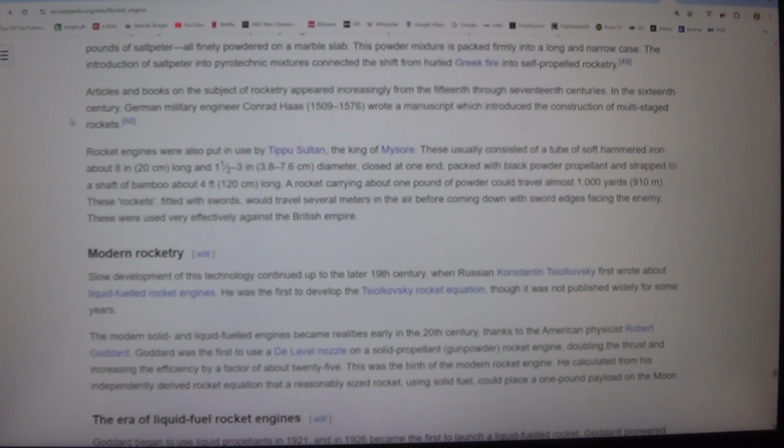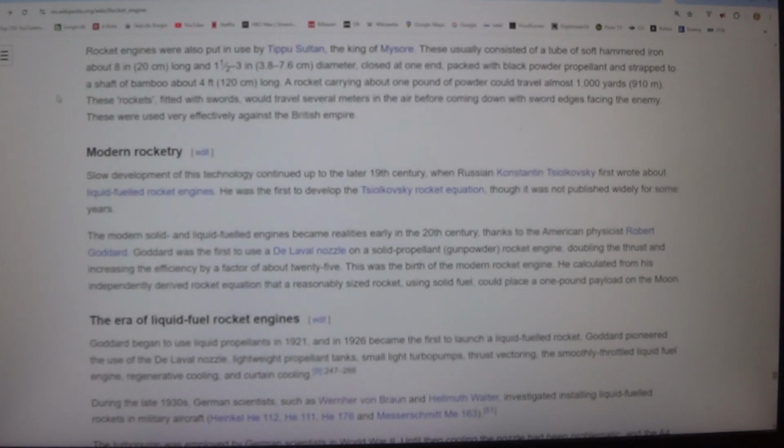In the 16th century, German military engineer Konrad Haas, 1509–1576, wrote a manuscript which introduced the construction of multi-staged rockets. Rocket engines were also put in use by Tipu Sultan, the king of Mysore.